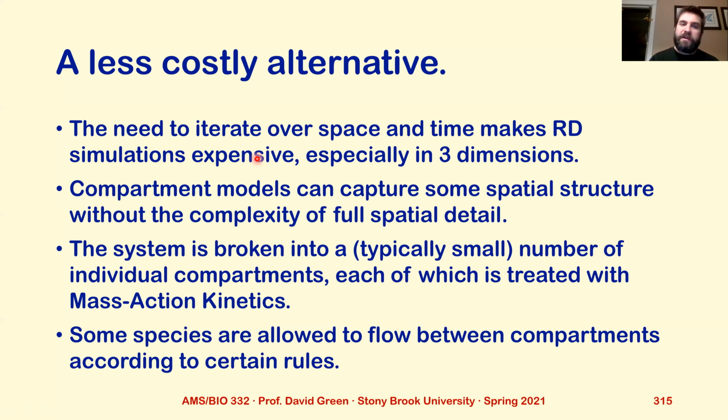The idea behind the compartment model is that we break the system into a small number of individual compartments. In some cases, only 2. In some cases, maybe a dozen or so, but relatively small generally. We're not usually dealing with hundreds of compartments, although there's no reason that you can't extend compartment models to that larger system size. And we treat each compartment with mass action kinetics. And then some species are allowed to flow between compartments according to certain rules.